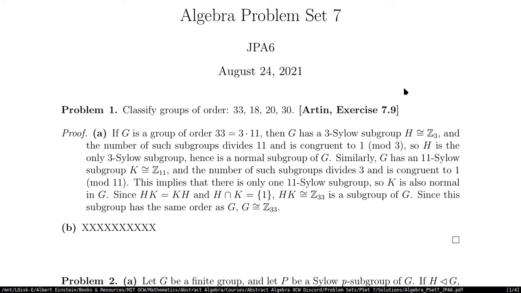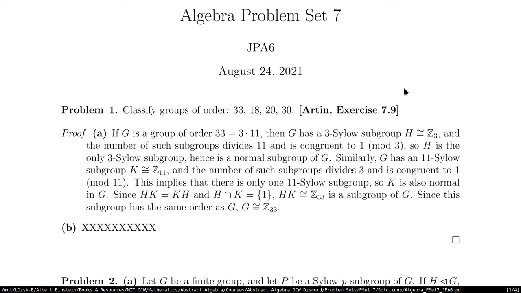So I talked through the ideas. Right. So we know that there's a Sylow subgroup of order 3. And the number of those has got to divide 11 and be congruent to 1 mod 3. That was the theorem that you were just pointing at. So the only divisors of 11 are 1 and 11, and 11 is not congruent to 1 mod 3. So that means that there's only one Sylow 3-subgroup, which means that it's normal.